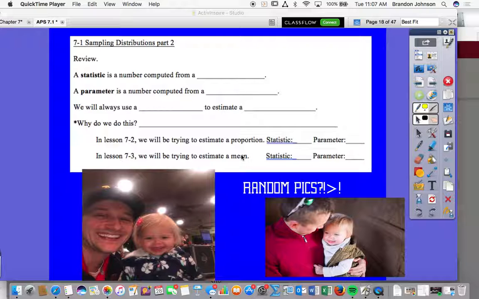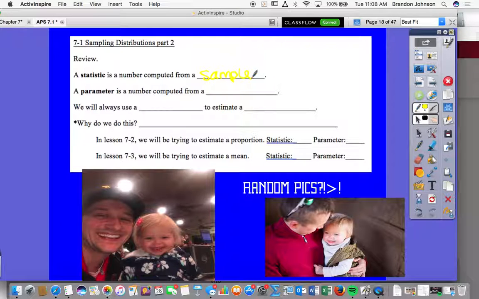Section 7.1a. We're going to get into it today. Before we get into the hands-on activity, here's what I need from you. Remind me, okay? We're going to build on this idea of a statistic representing a parameter, having low variability and low bias. That's what creates a better statistic. So a statistic is a number computed from a what? Sample.